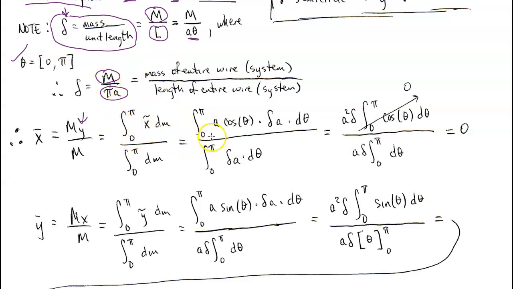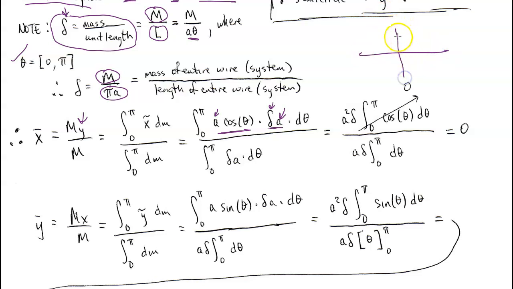Okay. And of course, our x tilde is just a cosine theta. Our dm is going to be the density times the radius times d theta. And we know that this density here and this A and that A are all constants. So we factor those out. And we see here that because cosine is an odd function, and we are integrating from 0 to pi, that's going to end up being 0.